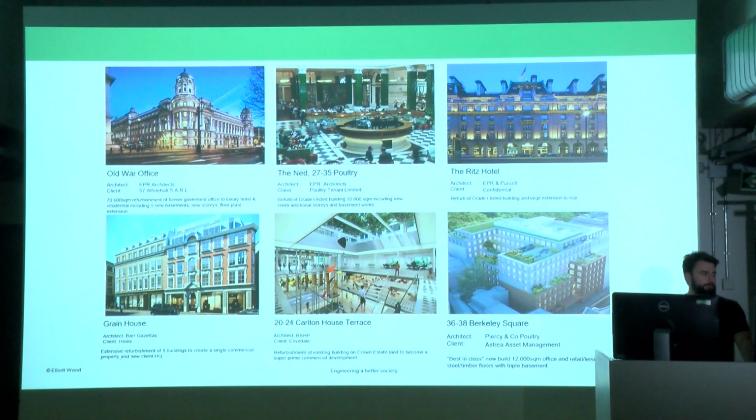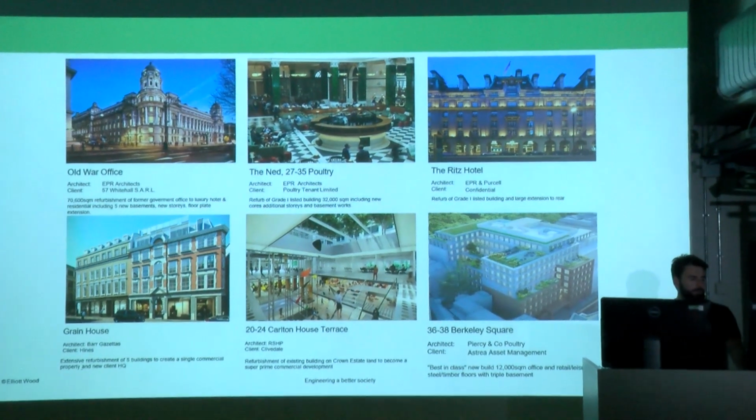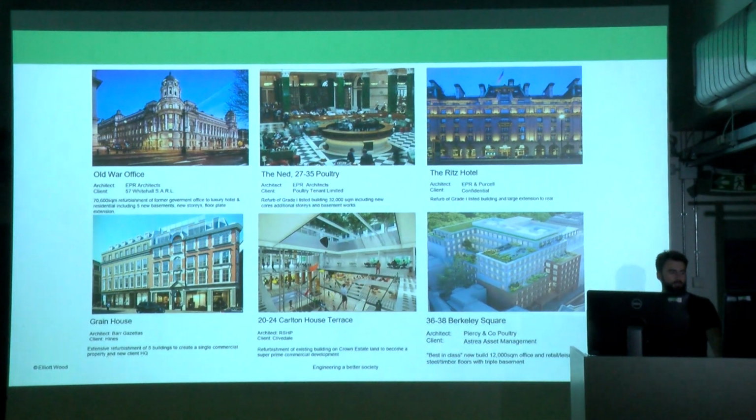And here are some examples of projects we've worked on and are currently working on. You see the Ned in the middle, the Ritz Hotel, which is starting on site soon, Grain House on Drury Lane, and Berkeley Square, which is a steel and CLT building, which has been really interesting to work on, especially in the current climate with fire engineering.